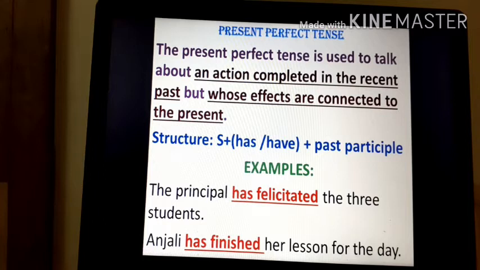Anjali has finished her lesson for the day. Here we are getting to know that the lesson for the day is already done by Anjali. Time here is not specified when exactly her lesson was done. So present perfect tense basically talks about those actions which are completed in the recent past but whose effects are still connected to the present.